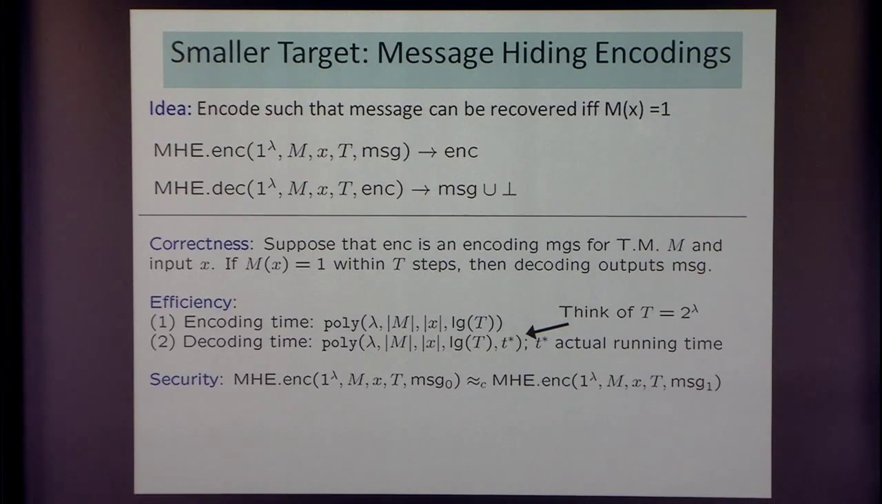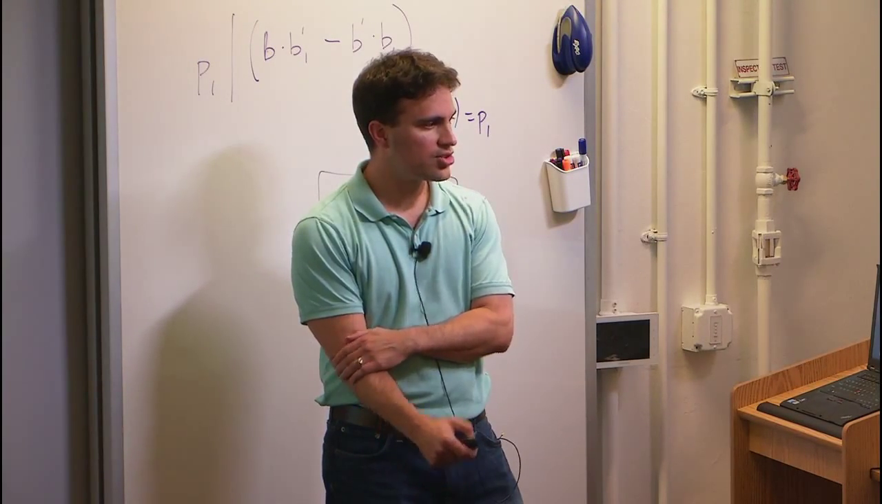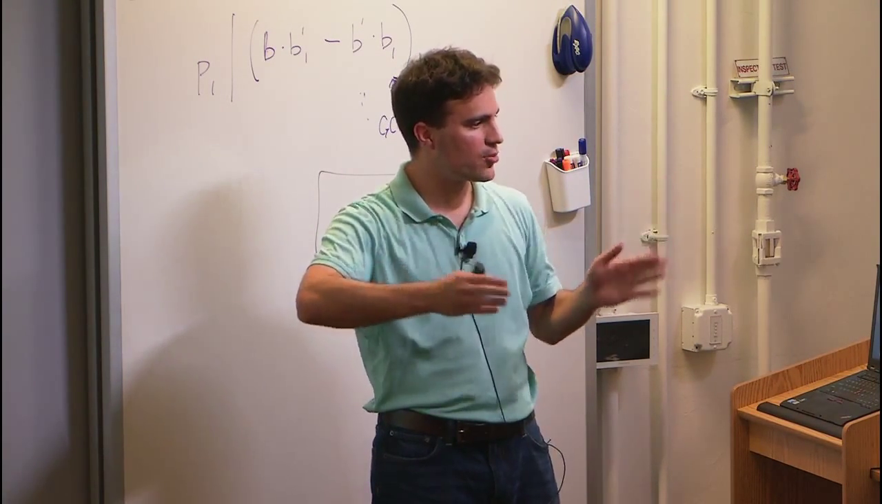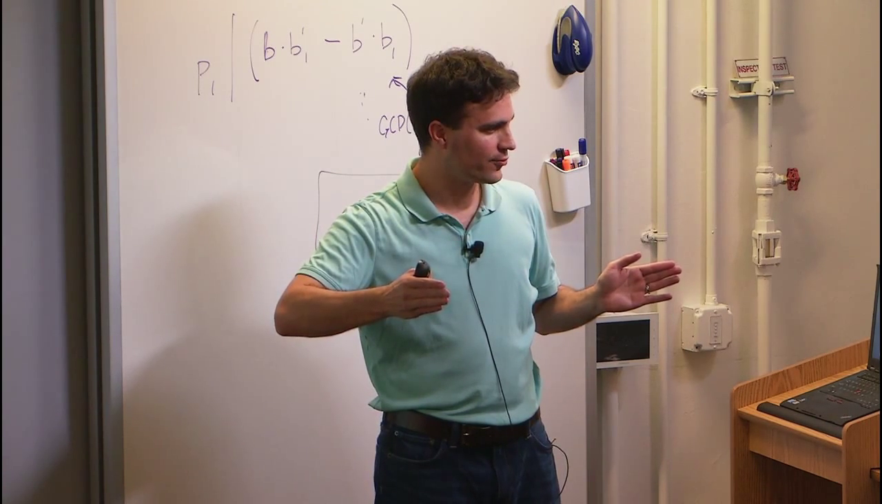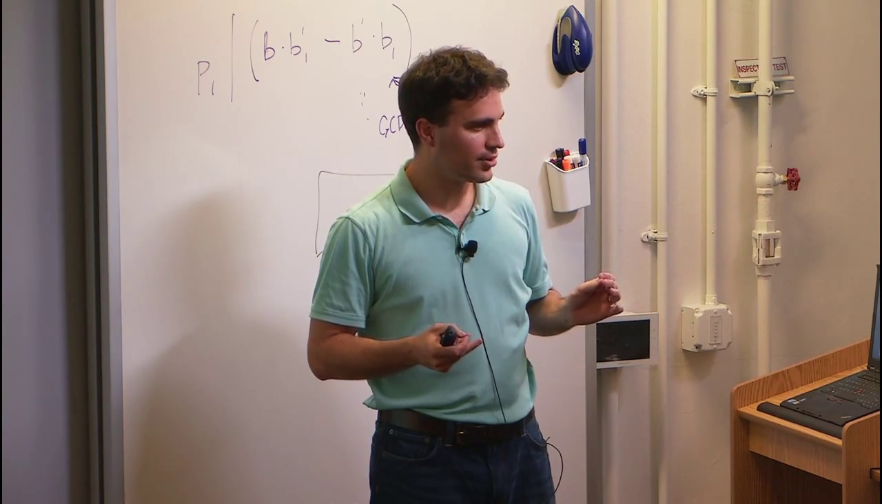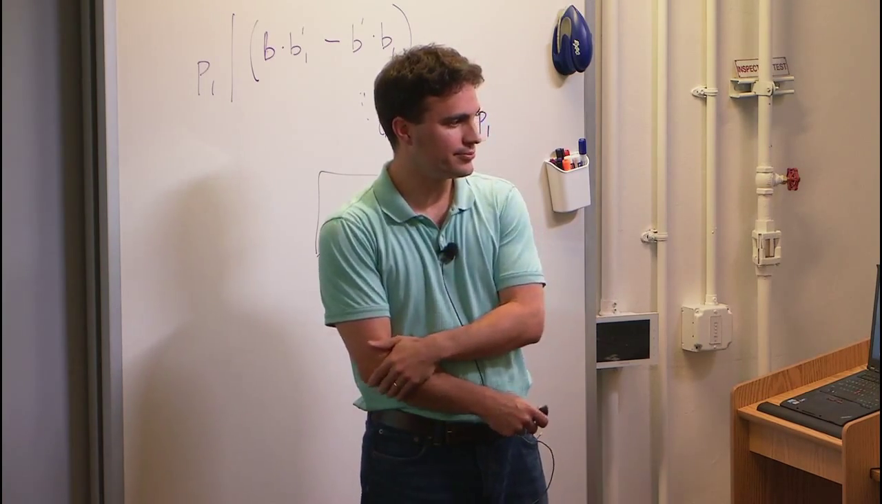So what's the relationship between T star and capital T? Because it doesn't make sense: if I'm running for less than capital T steps, I might not be able to tell you if M of X is 1. So let's say T star is less than capital T. Then if I run for T star steps, or polynomial in T star, but T is exponential, then I might not be able to satisfy correctness. So let's just assume we're only interested in computations that take at most 2 to the lambda time. This tells the actual running time on that particular X. Decoding just keeps running the machine. Oh, I see. Okay, got it.